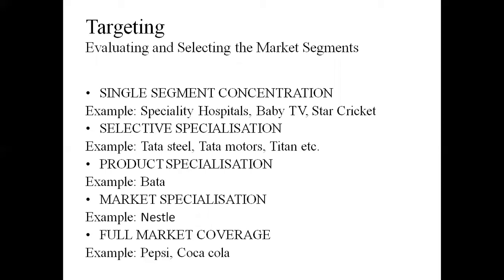Next is selective specialization: Tata Motors, Tata Steel, Titan and so on. I gave you the example at that time also. Next is product specialization, like Bata, they are making shoes for each market. One product, shoes, for each segment or each market. Next is market specialization. I gave you the example of coffee there. Nestle is selling to restaurants, to middlemen, directly to end customers, and to hotels. And the last one is full market coverage, like Pepsi and Coke.